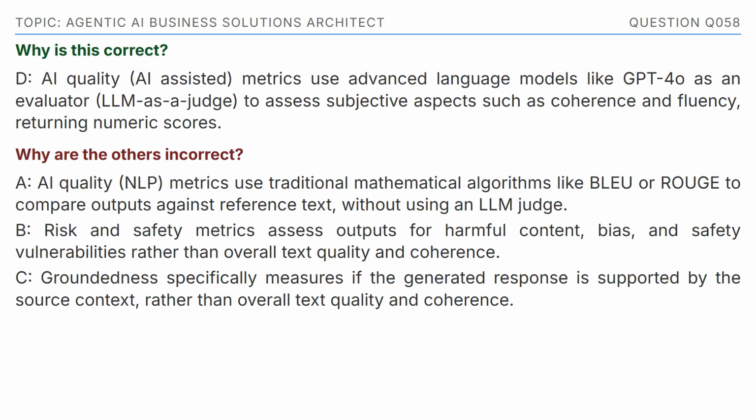Why are the others incorrect? A. AI quality, NLP. Metrics use traditional mathematical algorithms like BLEU or Rouge to compare outputs against reference text, without using an LLM judge. B. Risk and safety metrics assess outputs for harmful content, bias, and safety vulnerabilities rather than overall text quality and coherence. C. Groundedness specifically measures if the generated response is supported by the source context, rather than overall text quality and coherence.